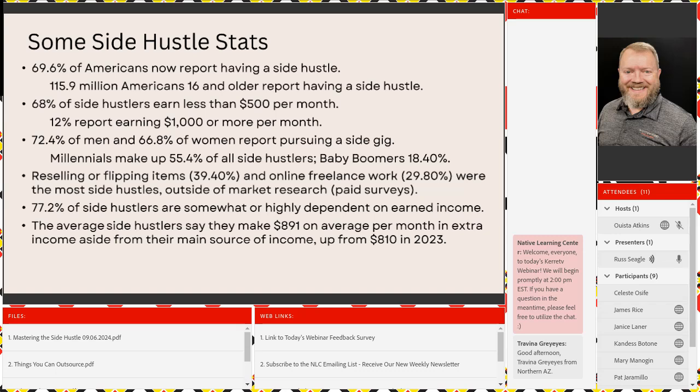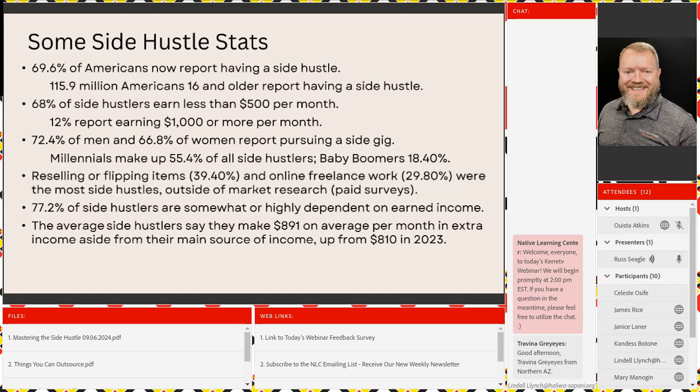Reselling and flipping items, almost 40%. But let me just say right here, for the record, I don't believe that reselling items is necessarily a side hustle. Now, here's why. Poshmark. You may have seen or heard the ads for Poshmark, and you may be using Poshmark. Poshmark has done a really great job positioning their platform as a side hustle. I mean, that's what the ads tell you. This is a great side hustle.